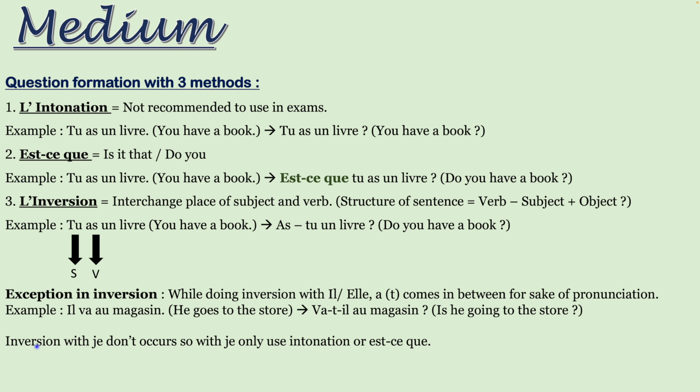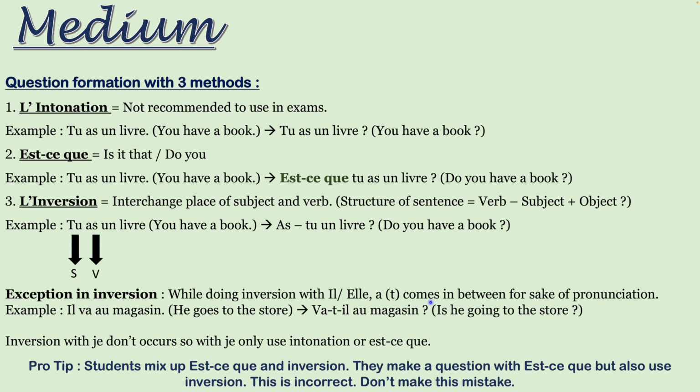Another exception: inversion with "je" doesn't occur. So with "je" you can only use intonation or "est-ce que", and since intonation is not recommended, you have only one choice left, that is "est-ce que". You can only use "est-ce que" when you have to make a question along with the subject "je", right?